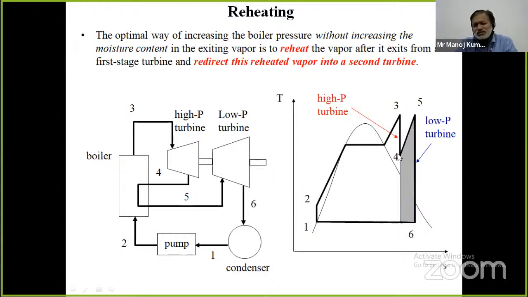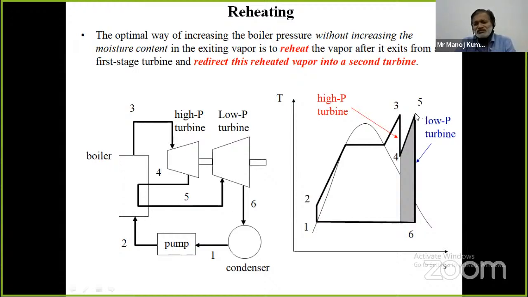This P4 will be approximately 20 to 25%, 20 to 30%. So the optimum condition is this. The steam expands up to some intermediate pressure. After that, it again enters the boiler and is again superheated up to the initial temperature.